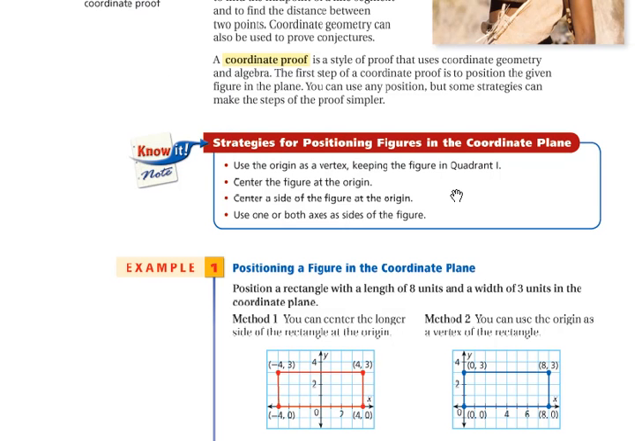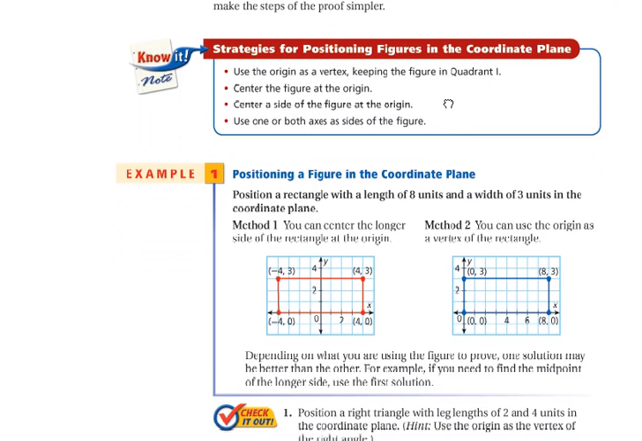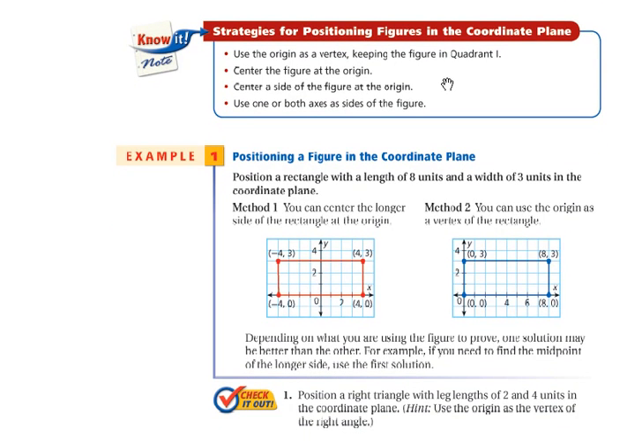There are some strategies here for talking about coordinate proofs. There are some strategies of how you line up some of the geometric figures that you're talking about. The first strategy is to use the origin as a vertex, keeping the geometric figure in the first quadrant. Basically what we're looking at is this example here where we have a rectangle, and you'll notice that one of the vertex points of the rectangle is positioned here at the origin, and this is the first quadrant where the x-axis and the y-axis are both positive. That makes things a little bit easier.